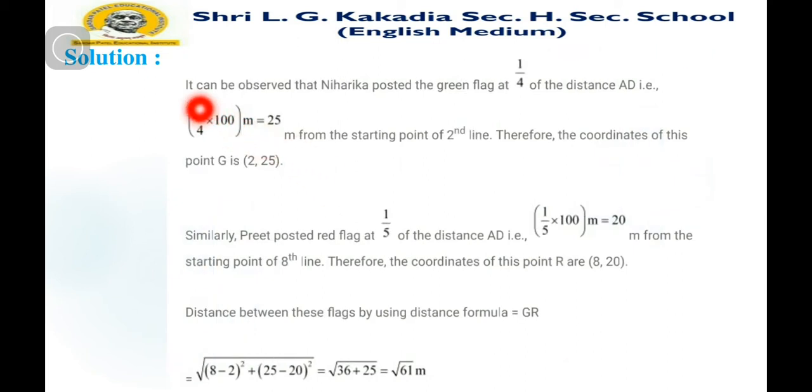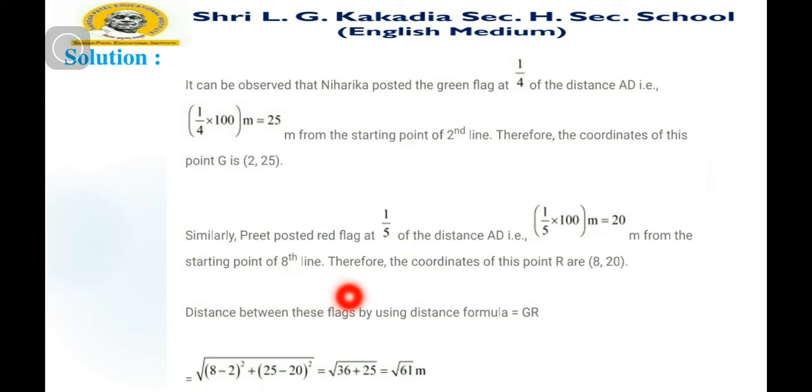It can be observed that Niharika posted the green flag at one fourth of the distance AD. That is one fourth of 100 meters, which is equal to 25 meters from the starting point of the second line. Therefore, the coordinates of this point G are 2, 25. Similarly, Preet posted the red flag at one fifth of the distance AD, that is one fifth of 100 meters, which is equal to 20 meters from the starting point of the 8th line. Therefore, the coordinates of the point are 8, 20.